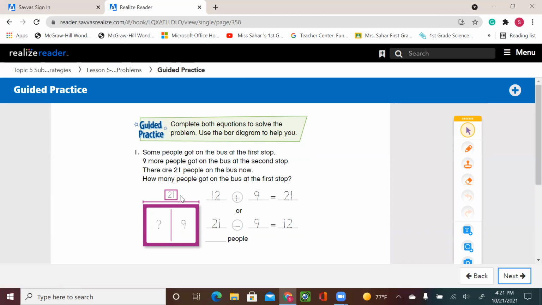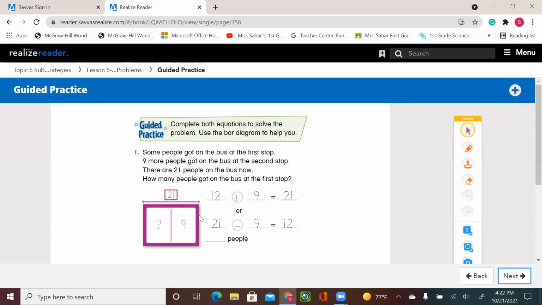So I know now the whole. I know the whole. There are 21 and I know one part. All right. So how many people got on a bus at the first stop? So first, what I'm going to do, I'm going to say I have 21 and I have 9. I need to find out how many were there first. So I'm going to say something plus 9 equals 21, or I'm going to say 21 minus 9 equals.